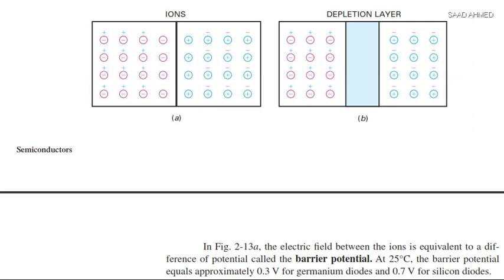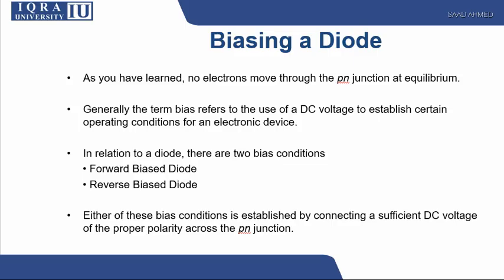and if this diode is made of silicon material, then the depletion region has a potential difference of 0.7 volts, and if this is made of germanium, then the potential difference will be 0.3 volts.